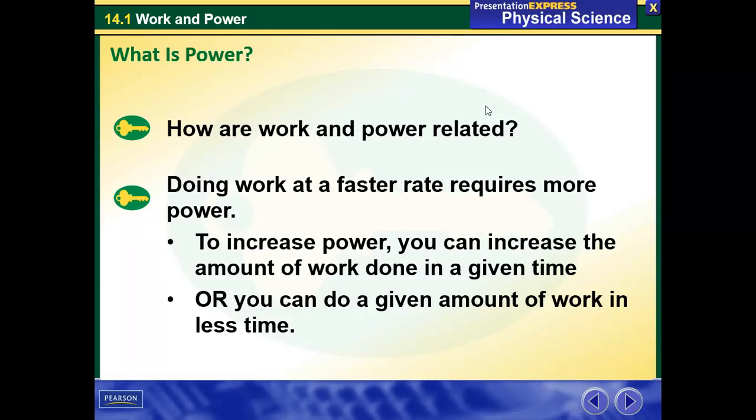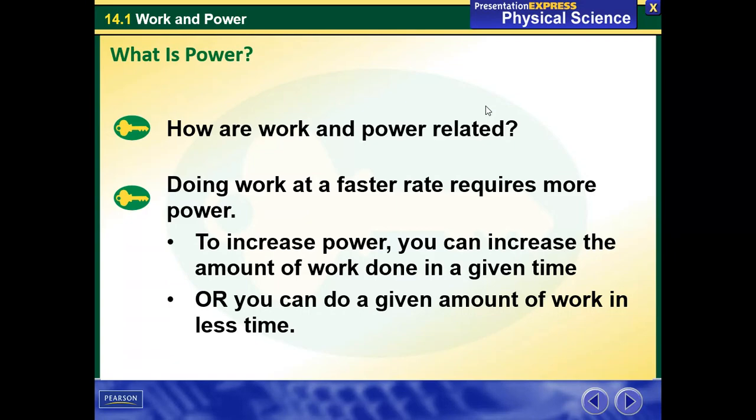So, a couple things to note about power. You are going to be considered more powerful or exert more power if you do work at a faster rate. So there are 2 ways that you could look at this statement. The first way is to increase your power by increasing the amount of work that you do in a given time. So that means you have a set time, and you need to see who does the most work. Or you can do a given amount of work in less time.